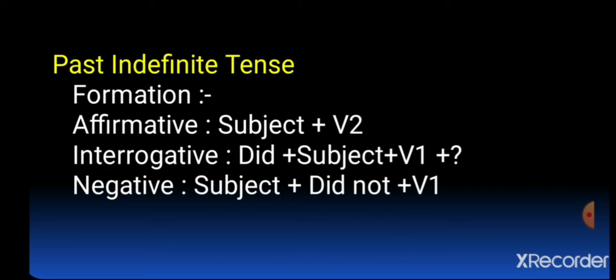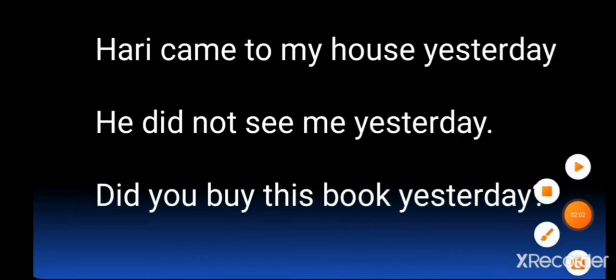And students, in a negative sentence, place did not after the subject and use the first form of the verb. For example students, I played. Simple sentence. I didn't play. Negative, did not को हमने यूज कर लिया. Then did I play, did I not play. Like this students, we can frame sentences using past tense.